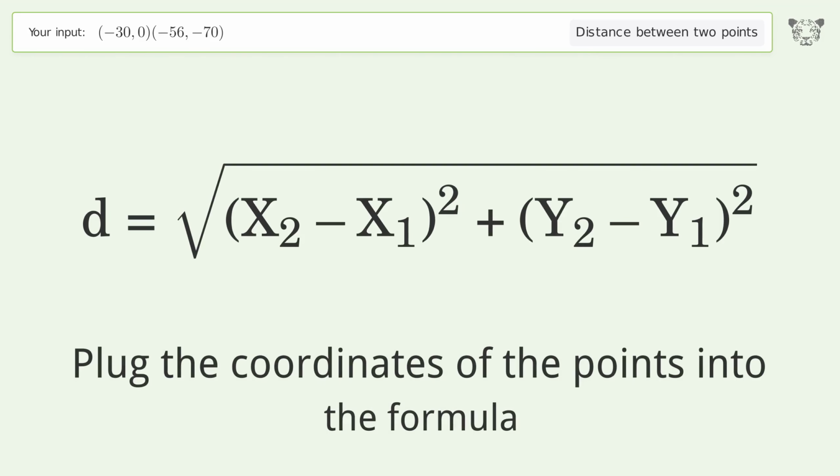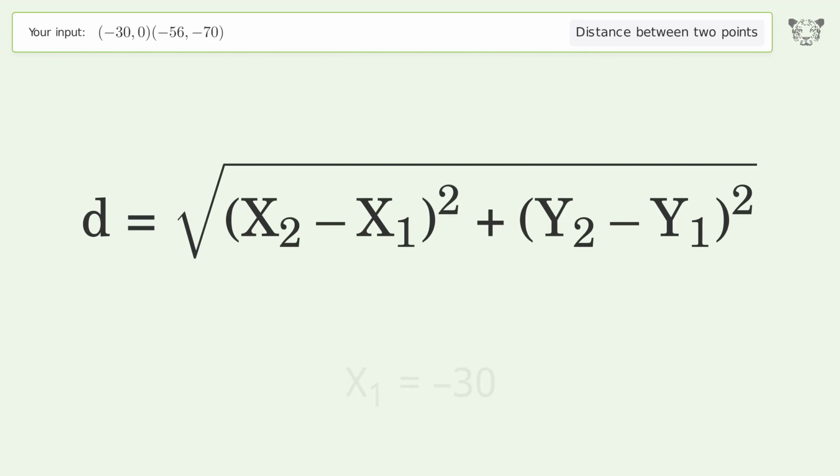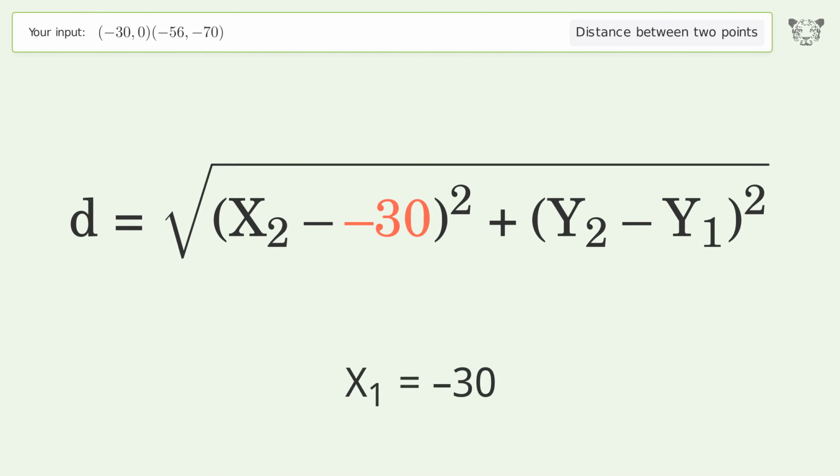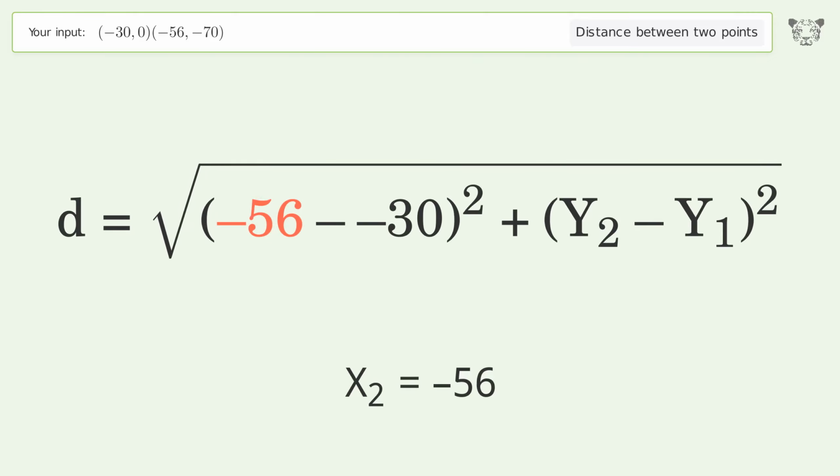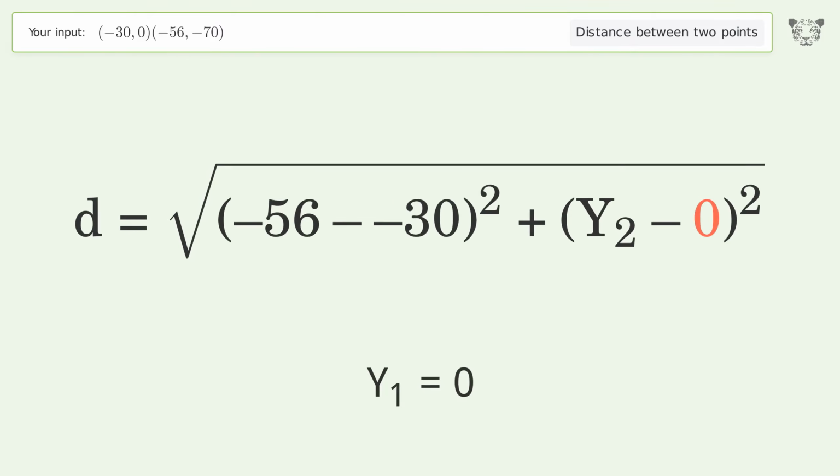Plug the coordinates of the points into the formula. x1 equals -30. x2 equals -56. y1 equals 0. y2 equals -70.